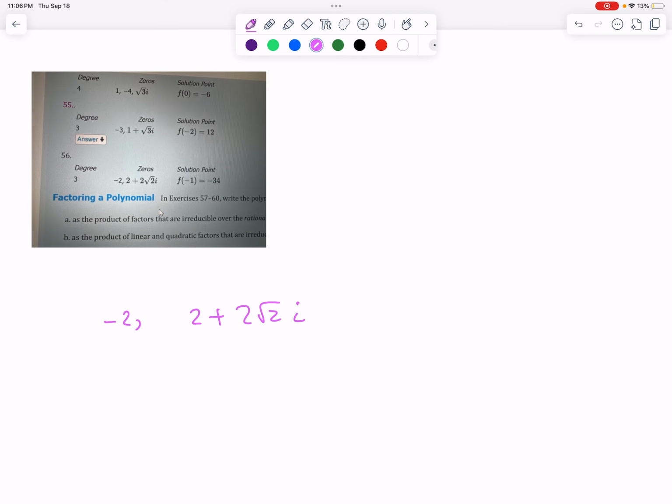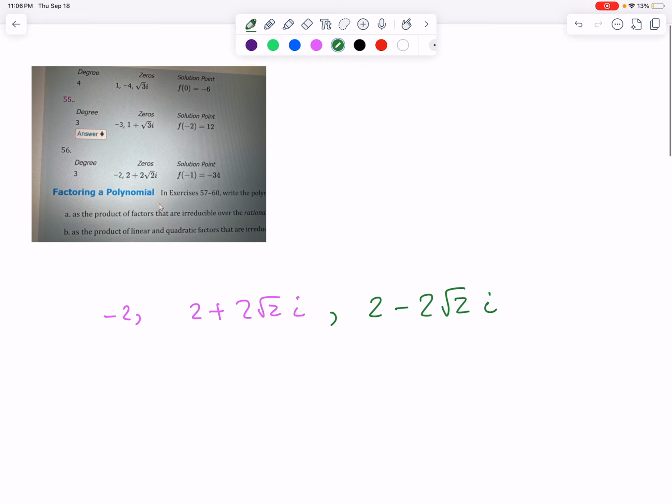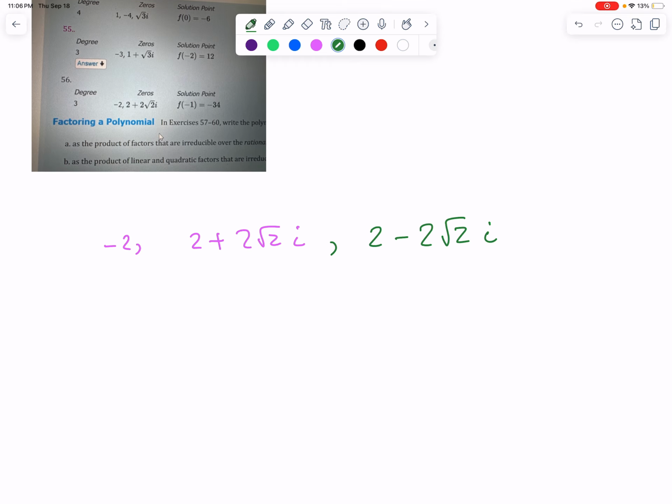Okay, let's take a look at this problem here. So we've got zeros of -2 and 2 plus 2 square root 2i. Now the first thing is if 2 plus 2 square root 2i is a zero, then so is 2 minus 2 square root 2i. And next, since these are zeros, we can say that x equals -2, x equals 2 plus 2 square root 2i, and x equals 2 minus 2 square root 2i.